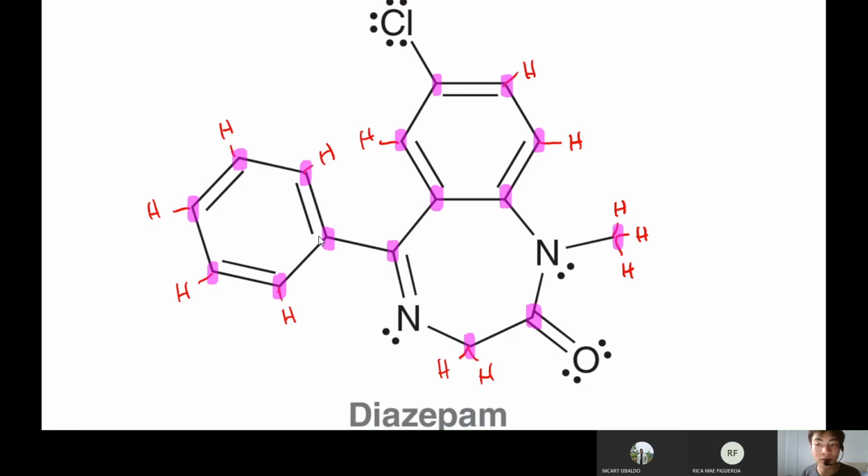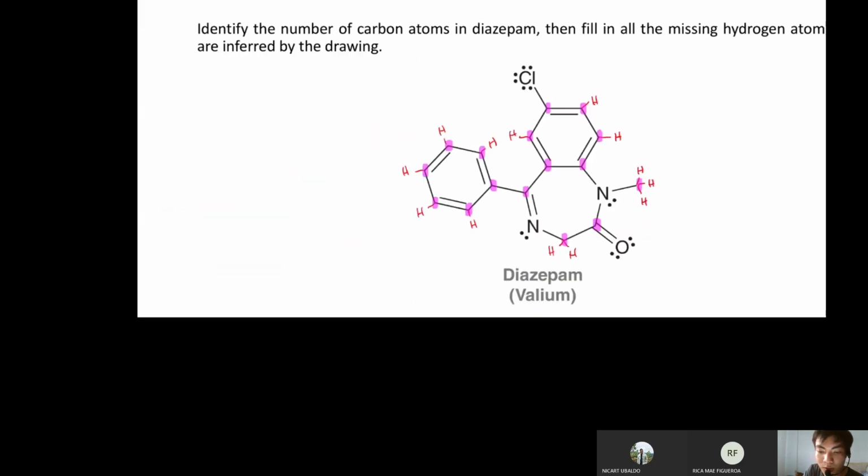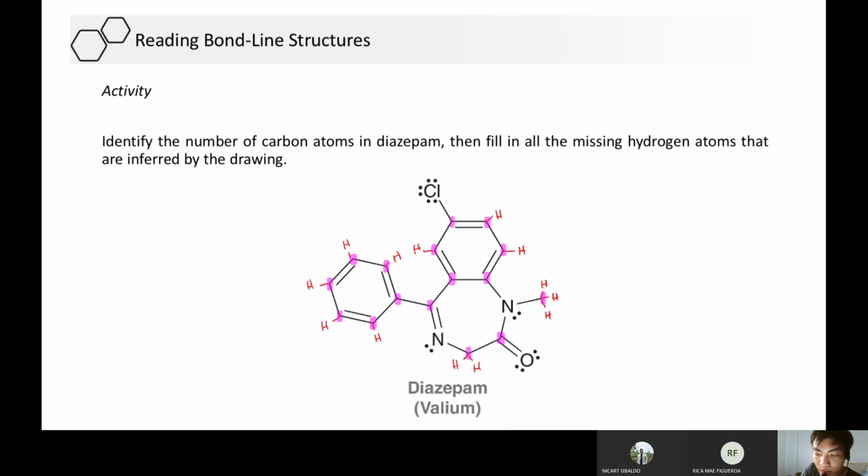So, basta ganun yung way of counting for carbon. You check the edges, no? Kung ilang edges meron, that corresponds to carbons. So, that means we have 16 carbons for this molecule. So, na 16 carbons, and how many inferred hydrogens? Bilangin na lang natin yung hydrogens na nilagay natin. 1, 2, 3, 4, 5, 6, 7, 8, 9, 10, 11, 12, 13. May 13 hydrogens na.